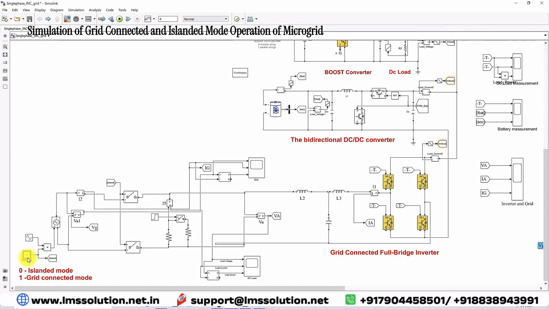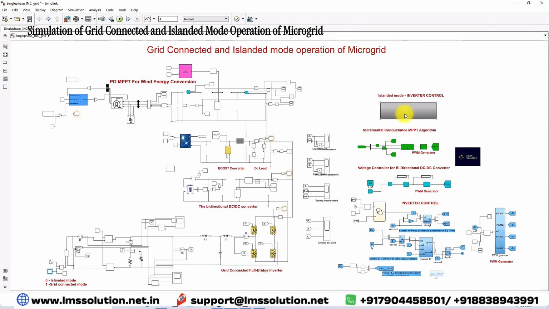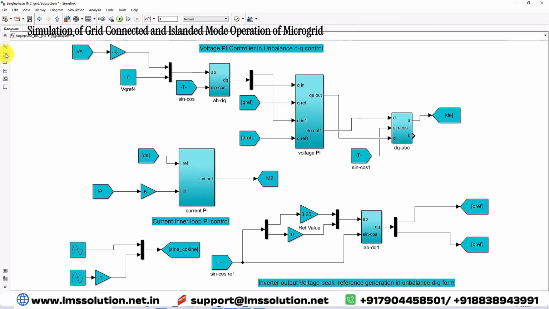When we put 0 here, the circuit breaker will be open. That means the grid will be disconnected from the system, and the whole microgrid will be operated in islanded mode. This is the control of islanded mode, that means control of the inverter in islanded mode.